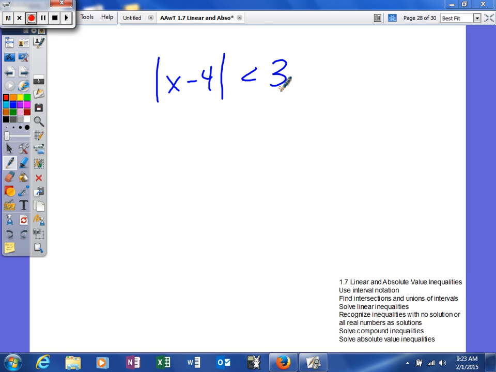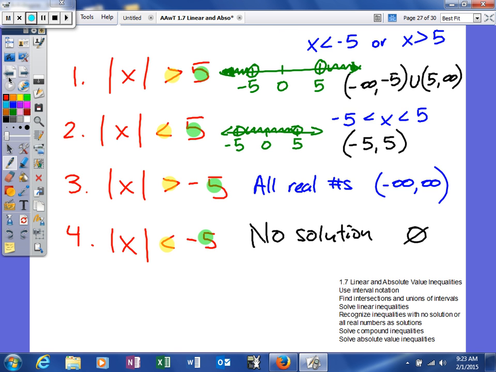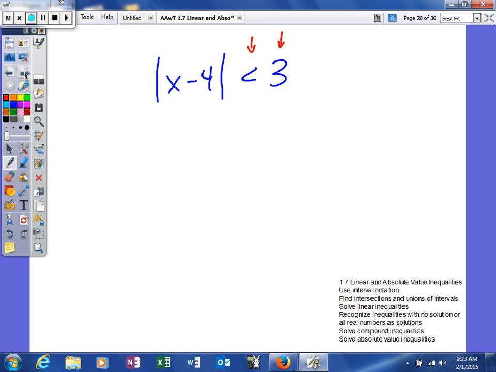So now what we're going to do is look at two things: the inequality and the number we're comparing it to. This is less than a positive. Anytime it's less than a positive, it's going to be a conjunction, and we'll set it up as what is inside our absolute value is less than that number, but greater than its opposite. So what we'll do in this one is we'll say x minus 4 is less than 3, but also greater than negative 3.